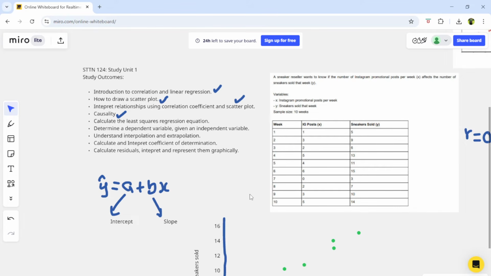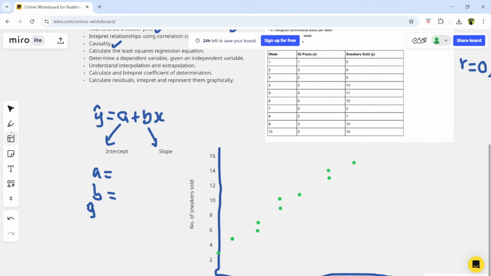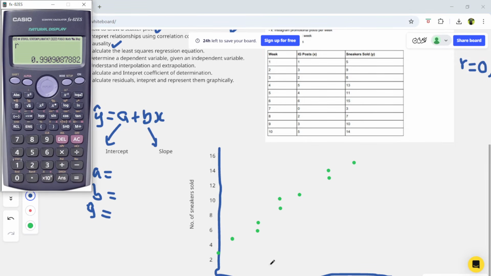All right, so you can also calculate this by using a calculator. Let's say it's 3 marks and they say calculate the least squares regression equation. You can just say y equals a plus bx, and then you say the value of a is equal to, and then the value of b is equal to, and then you write the equation in full. The information is still in the calculator. You follow the same steps: press mode, then press 2 for a plus bx, and then put the information in the calculator.